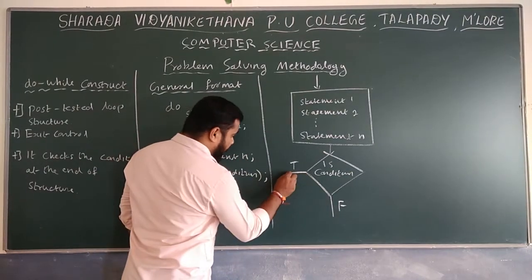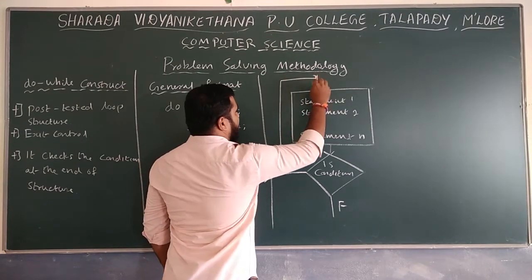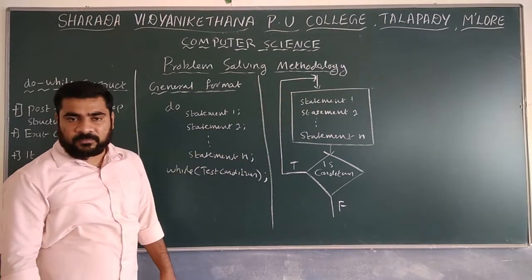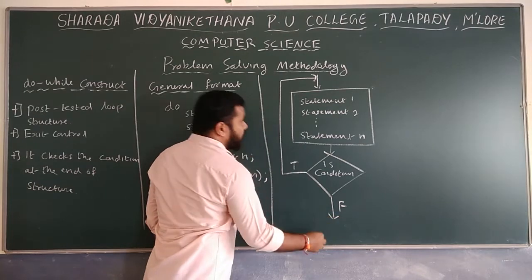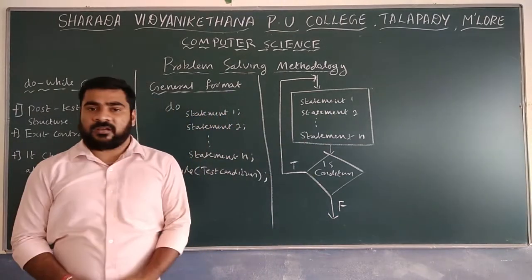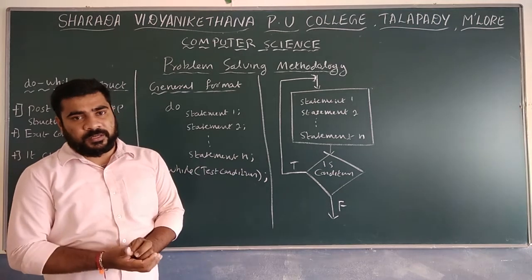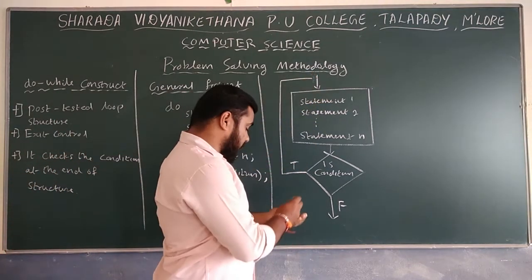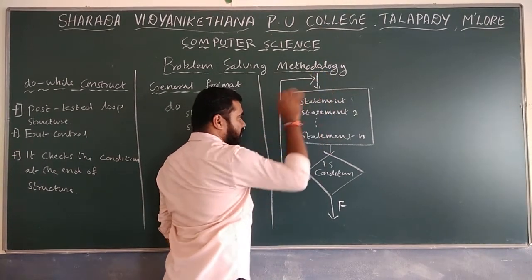Whenever the condition is true, once again the body of the loop will be executed, which means an arrow is given back. So once again, the body of the loop will be executed. Whenever the condition is false, it will come out from the looping. So this is the do while looping. In do while looping, first the control is going to execute the statements.